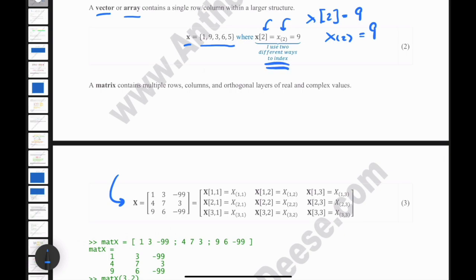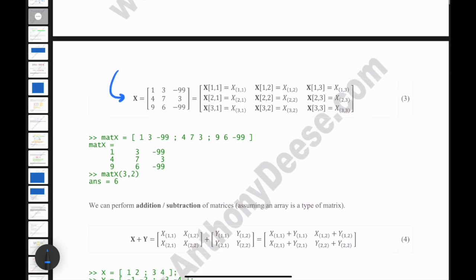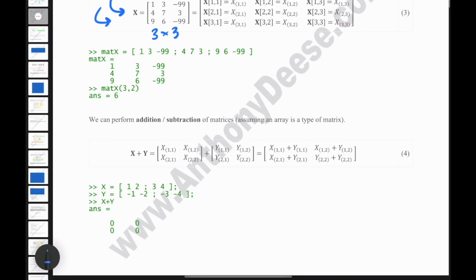A matrix contains multiple rows, columns, and orthogonal layers of real and complex values. And so here we have an example of a matrix. This is a 3 by 3 square matrix, and you can see here I've shown the indices for the individual elements. Now, MATLAB is an important part of this course.